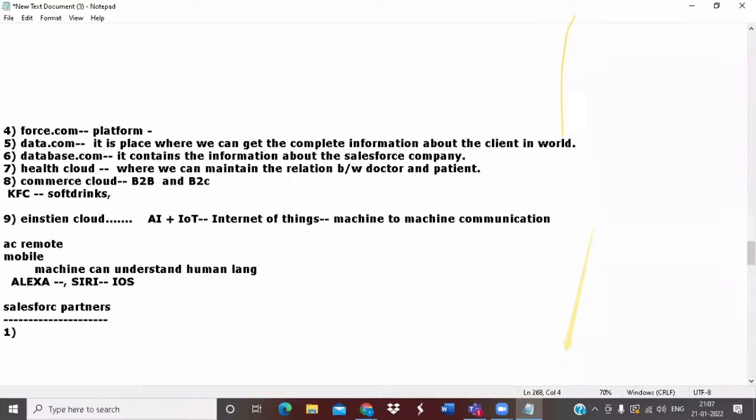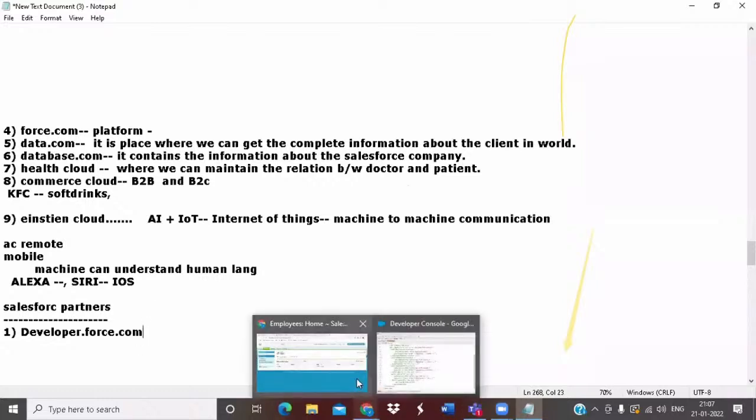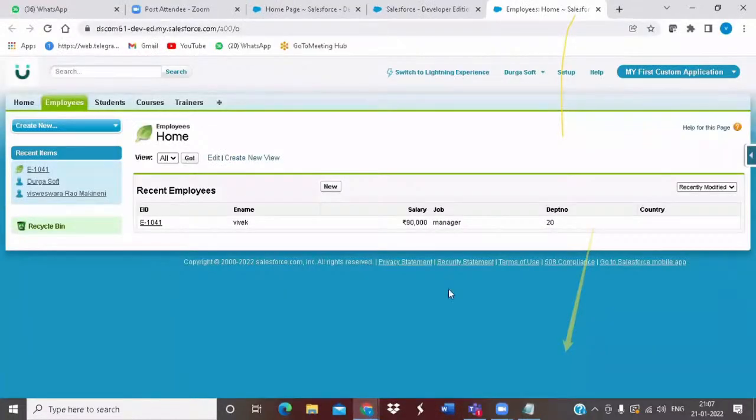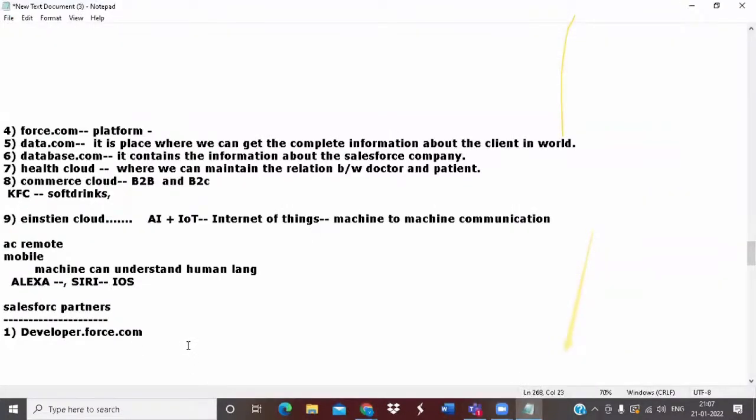Actually, there are three partners of Salesforce. One is developer.force.com. The second one is teamforce.com. The next one is appexchange.com. So let me discuss one by one here.